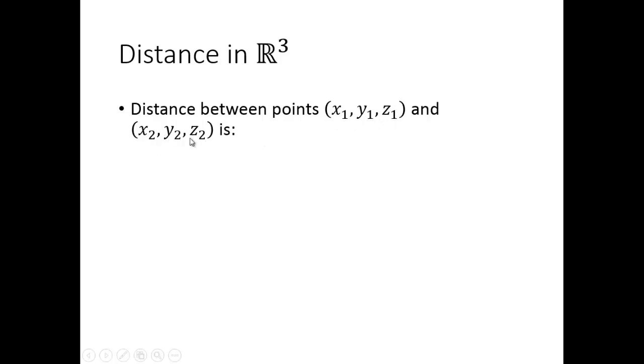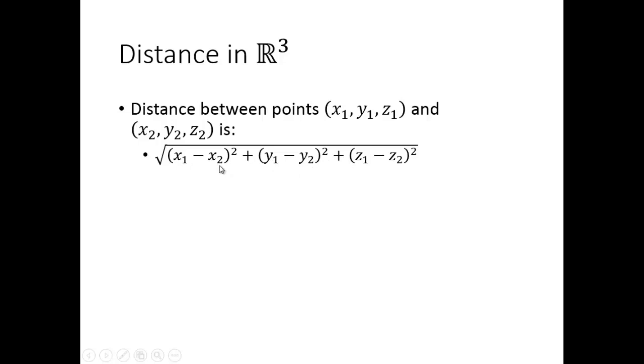The 2 is the second point, and then we have our x, y, z. The formula for distance is very much like in the plane. You take a square root, and then you do the difference of the x's, x1 minus x2 squared, plus y1 minus y2 squared, plus z1 minus z2 squared.